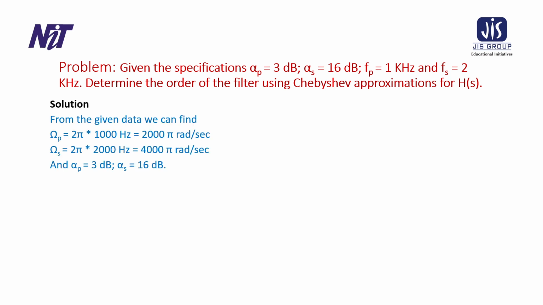Solution. From the given data, fp is given in hertz, so I convert it into radian per second. So omega p equals 2 pi into 1000 hertz, that is 2000 pi radian per second, and fs is given as 2 kilohertz, that is 2000 hertz, so convert it into radian per second. So omega s equals 2 pi into 2000 hertz, that is 4000 pi radian per second, and alpha p equals 3 dB and alpha s equals 16 dB, which is given.